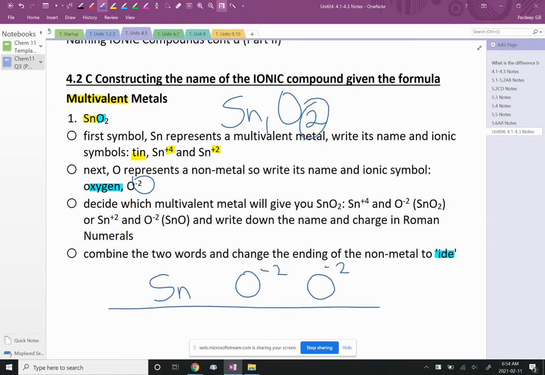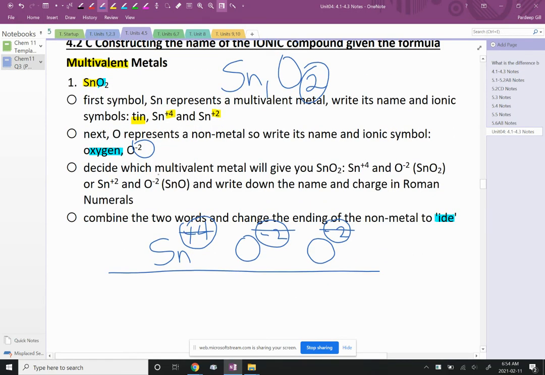Oxygen has a charge of -2 and -2, so you have a total -4 charge with the negative ions. So then tin has to be +4. When you add these together, you get a charge of 0. So that's how you can work backwards to figure out what the charge is going to be. When you group this together, it's SnO2, so you know you've done it right. Now you can go ahead and write down tin, 4, oxide.